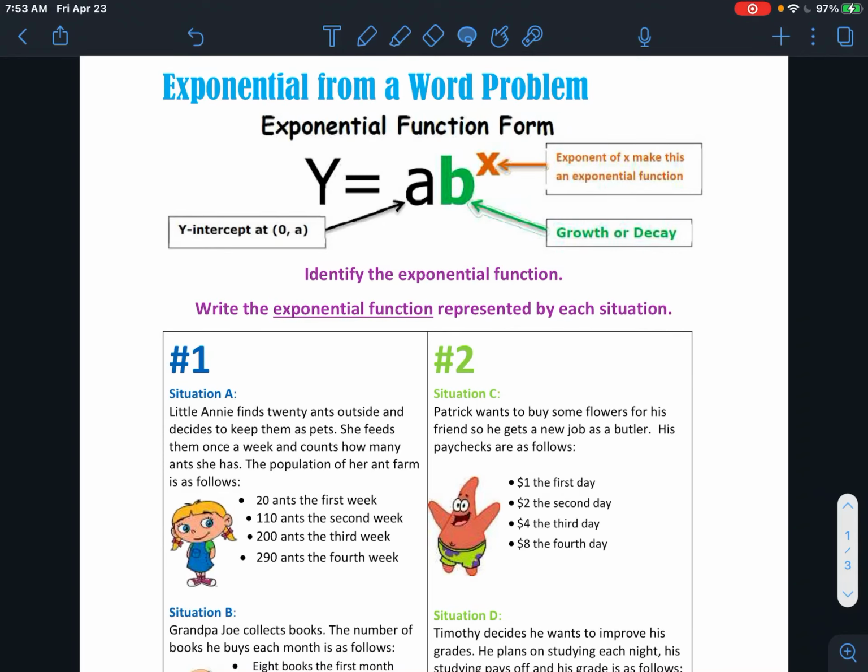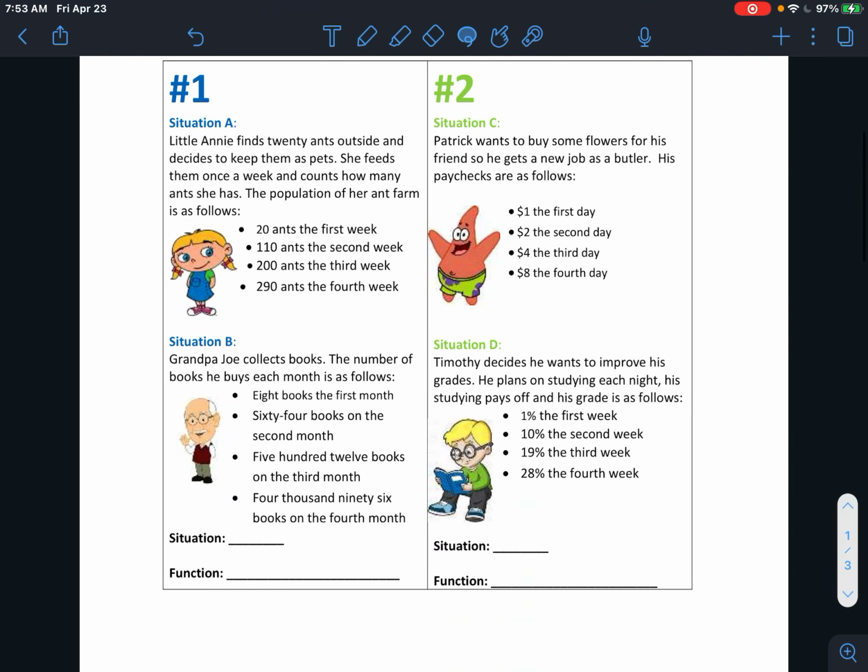Today we are going to look at writing exponential functions from a word problem. In each of these examples, you're given two situations. One of them will be linear and one of them will be exponential. First you have to identify which function is exponential and then write that function.